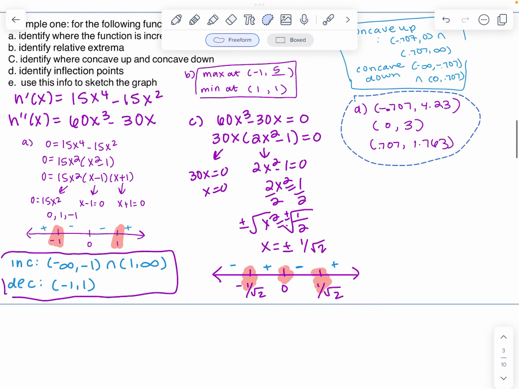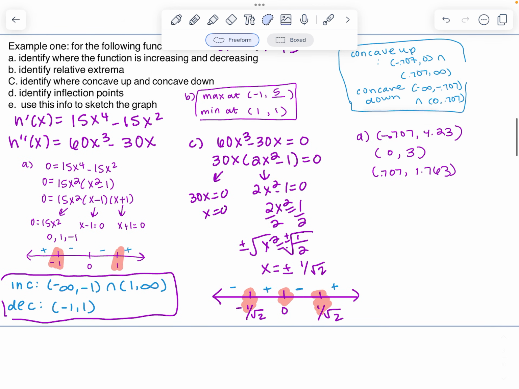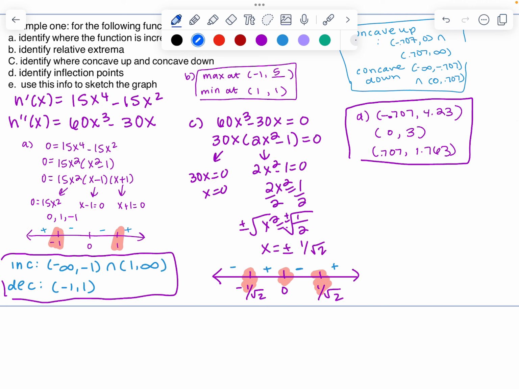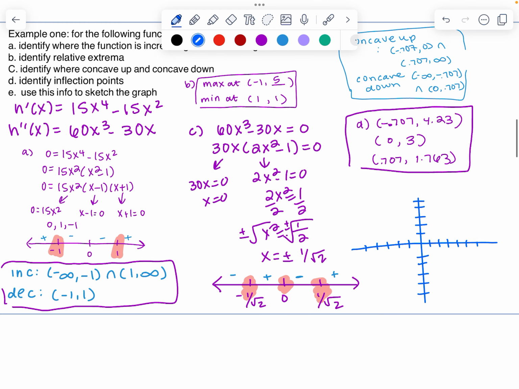And now that you have all your information collected, we're going to talk about how you actually sketch the graph. So what I will do is I'm going to draw my little coordinate plane over here. Hopefully you have more space than me. I'm sorry if you don't. And I'm just going to make some little dashes. Okay, so I have all the information I need to draw the sketch of this original function.